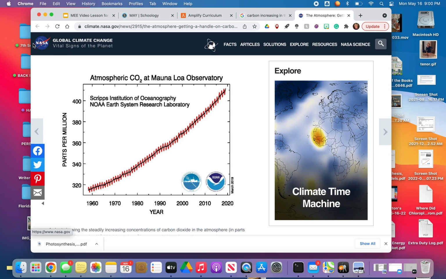And I want you to notice where the source is. This is real information. This is real data from NASA. And it's talking about atmospheric carbon dioxide. And the location is in Hawaii. And so you can see from 1960, the amount of carbon dioxide in the air is increasing, and has been doing so for the last several years.